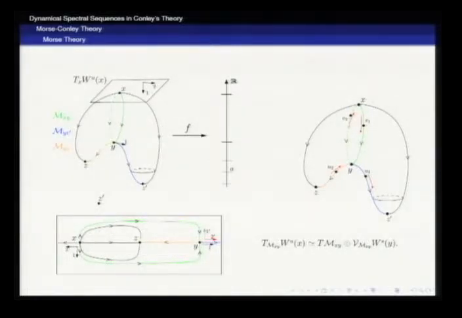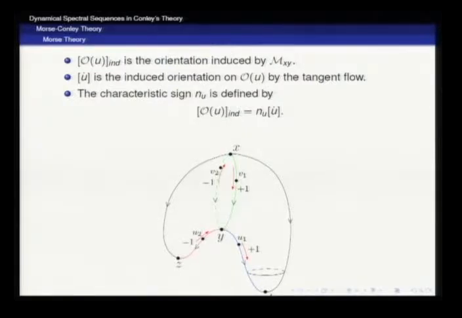So actually, if we look at this picture, the orientation induced on the connecting space is the one in red, and we have the connection that's given by the orientation that's given by the flow lines themselves. So from there we can define the induced orientation on the connecting space, the orientation induced on the tangent flow, and the characteristic sign, which compares those two orientations. So if I compare here, they're in the same direction, +1, they're in opposite directions, -1. So this characteristic sign is essential for what I want to define.